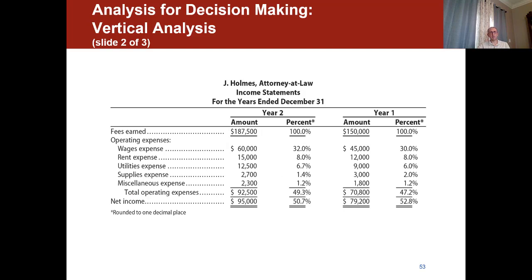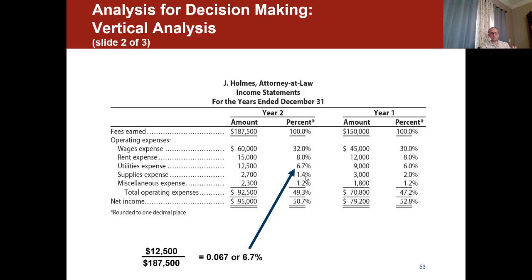So here we have an example for an income statement comparing year 1 and year 2. And you can see that the values or the amounts have been converted to percentages. So how do we calculate 6.7, for example, which is the percentage for utilities expense? We get the 12,500, which is the value for utilities expense, and we divide it by fees earned, which is the largest value on the income statement, and multiply by 100, and that would be 6.7. And you can apply this to every single value.